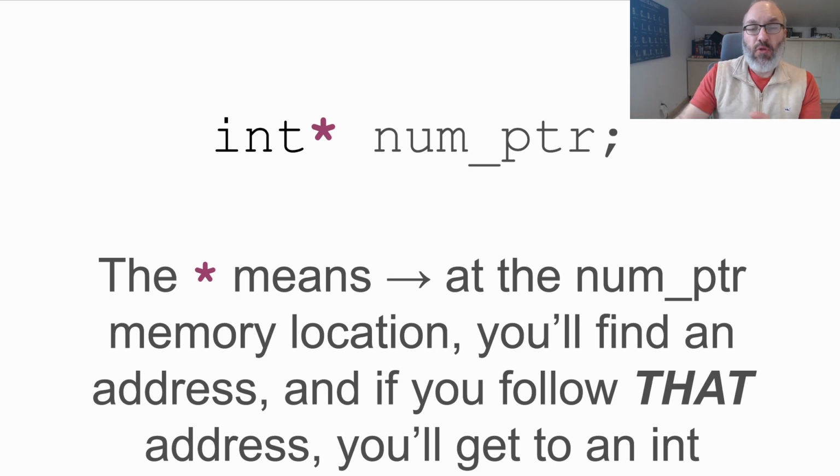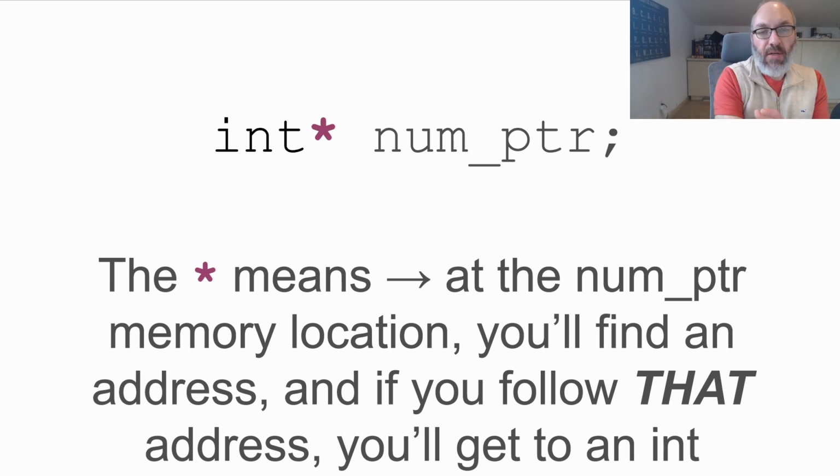So if you go to that place in memory, what you'll find is not a value where numptr is. What you'll find stored in there is an address. And if you were to then say, okay, I want to do something with this address, because an address is just sort of a mostly useless thing, if you were to then follow that, what you'll get to is an integer.